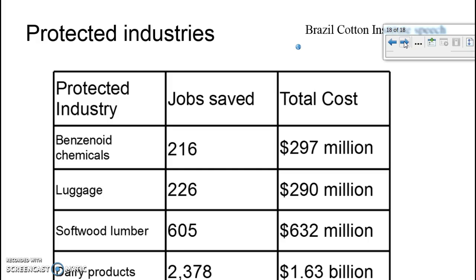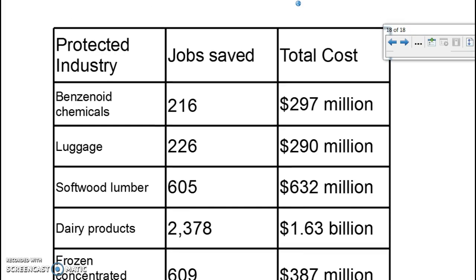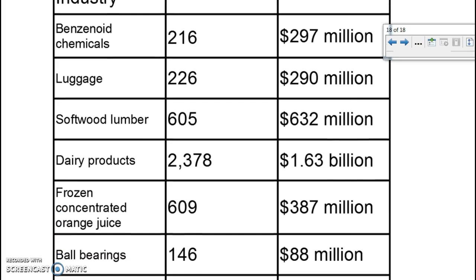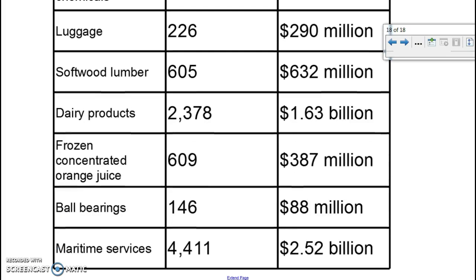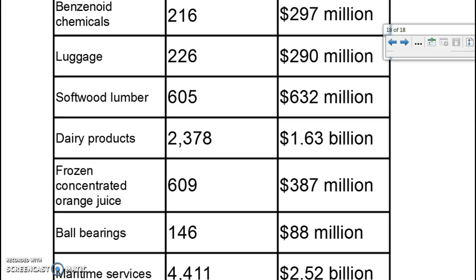And finally, just to give you a picture of what trade protections do when you have protected industries, and these are a few of them, like benzenoid chemicals, luggage, softwood lumber, etc. Costume jewelry is my favorite one. This kind of shows you how much we spend, and then how many jobs it actually saved. So for example, in the ball bearings industry, we spent $88 million in trade protections for 146 jobs, which seems a little ridiculous. You don't need to know those numbers.